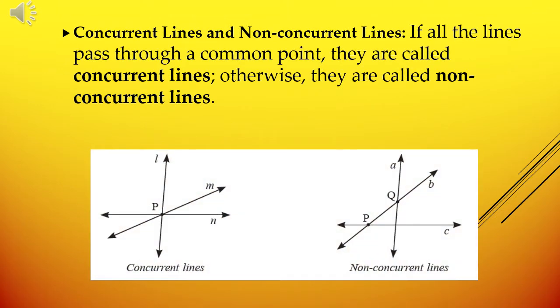Then comes the concept of concurrent lines and non-concurrent lines. If all lines pass through a common point, when there are more than two lines, like 3 lines, 4 lines, 5 lines, or more than 5 lines, when they all pass from one single point, they are called concurrent lines. Otherwise, they are called non-concurrent lines.